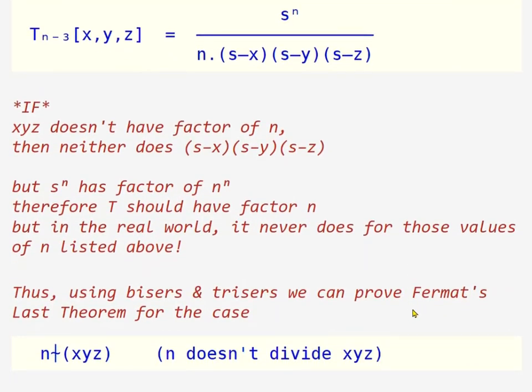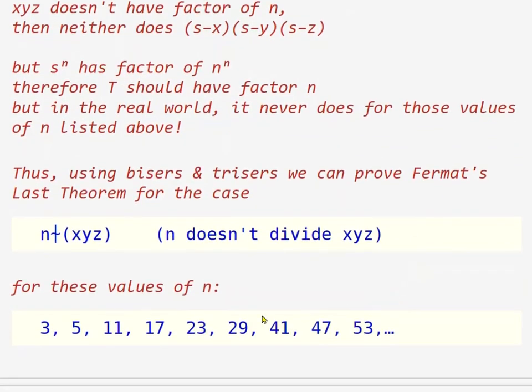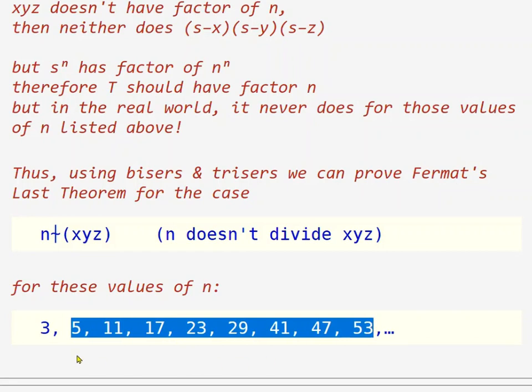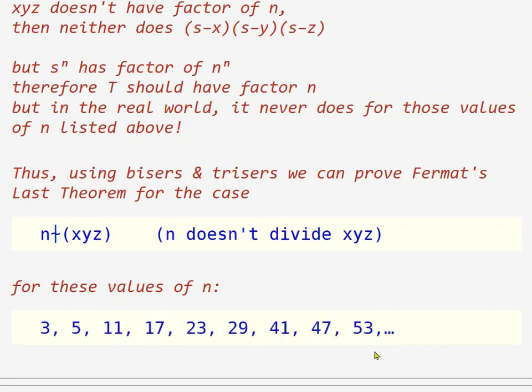Therefore, using Bisers and Trisers, we can prove Fermat's last theorem for the case where n doesn't divide x, y or z, for these values of n. Now these primes seem to be following a pattern, don't they? But unfortunately that pattern doesn't continue quite as simply as that.